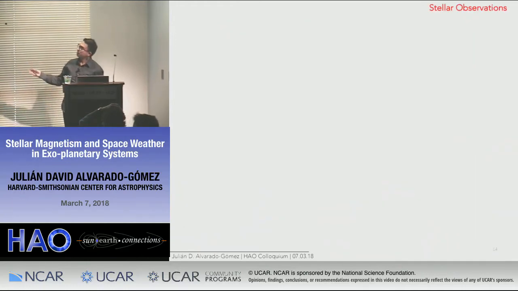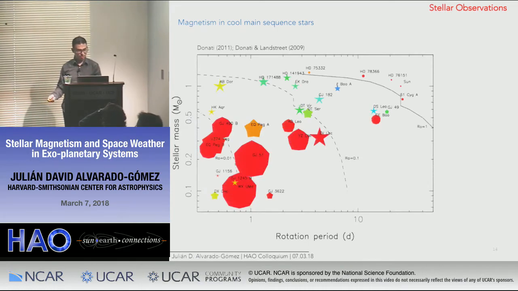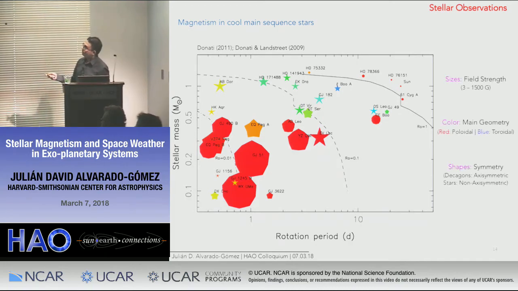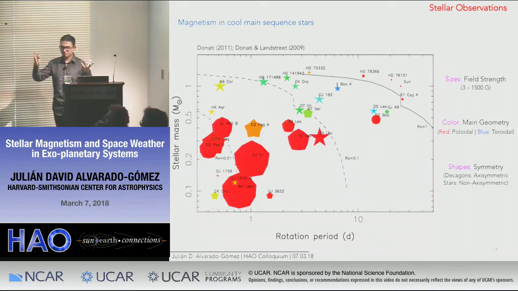So with this kind of information, this has been compiled in this diagram, which is actually known as the confusogram. I will just try to break it down to see if at the end you get confused or not. The symbol sizes represent the field strength. So the bigger the symbol, the stronger the field. So the sun is here. It's quite small. In the large-scale field, we consider that the sun has a large-scale field on the order of a few Gauss, 3 Gauss, 5 Gauss maybe.